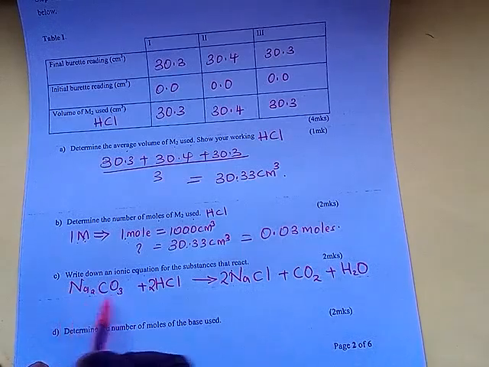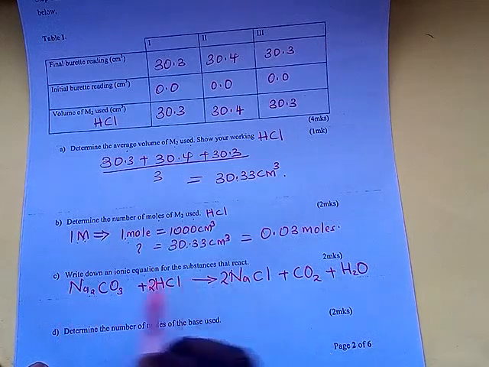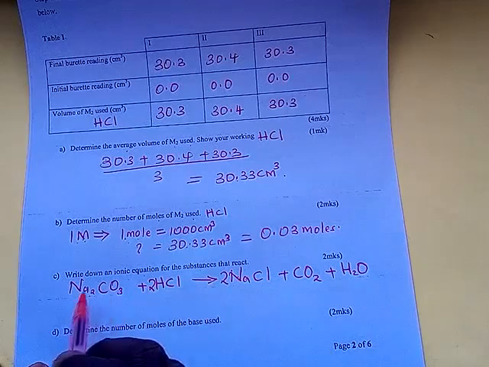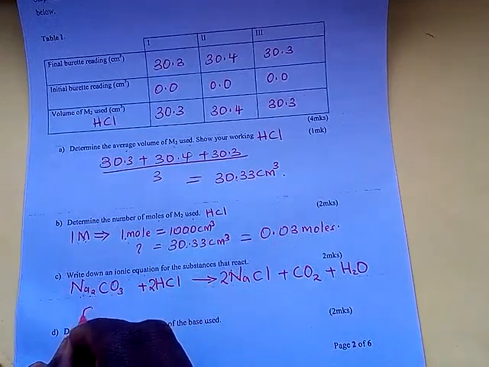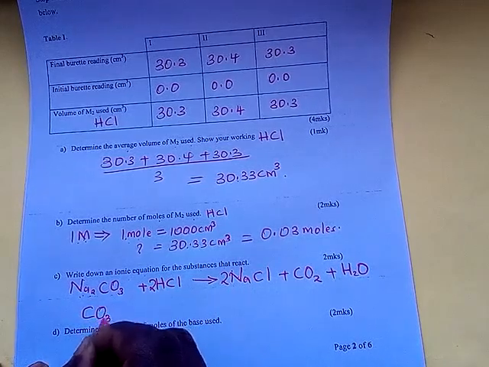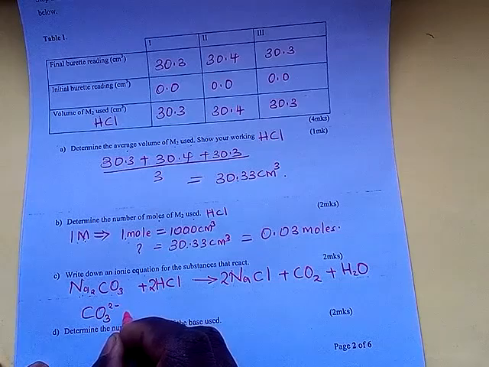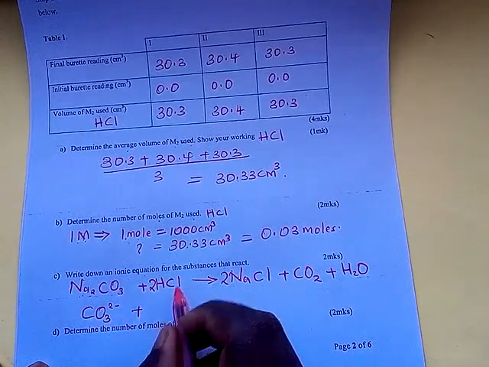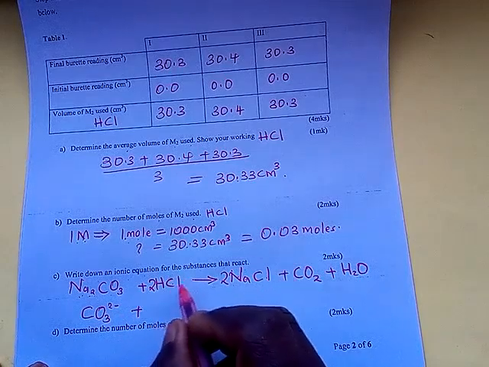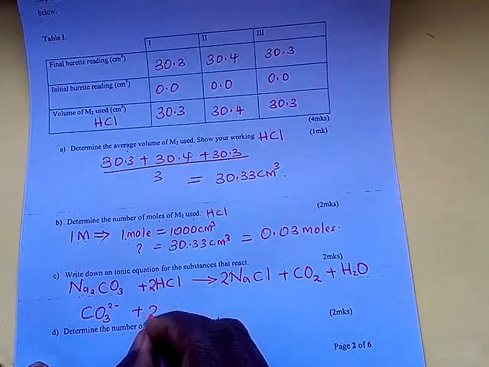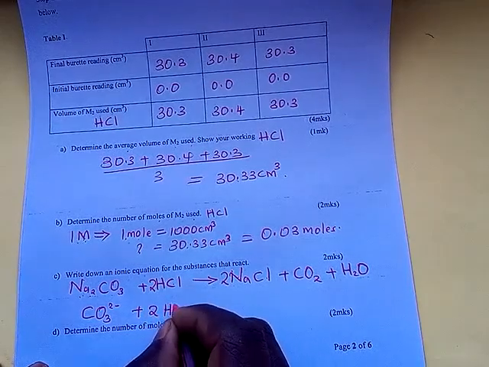So that is the chemical equation, but the question is asking us to write an ionic equation. So ionic from here, because you can see sodium here and sodium here are spectator ions, so they are going to cancel out. So here we have CO3 2 minus plus this chloride here, and this one is going to cancel out because it is a spectator ion also. So we are going to have 2H positive.